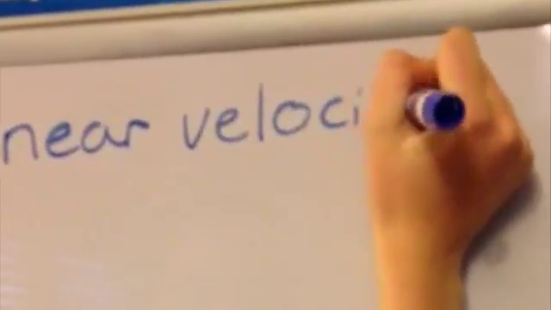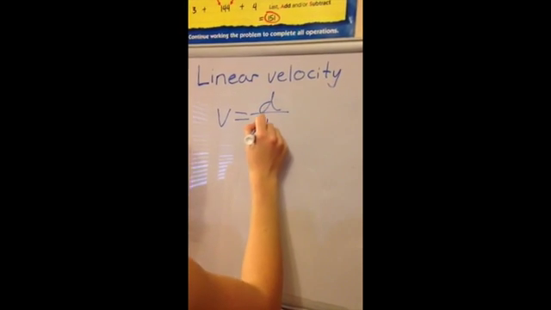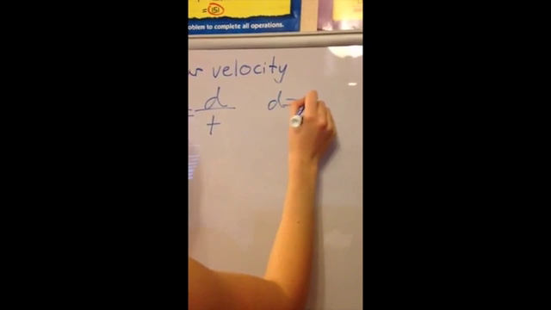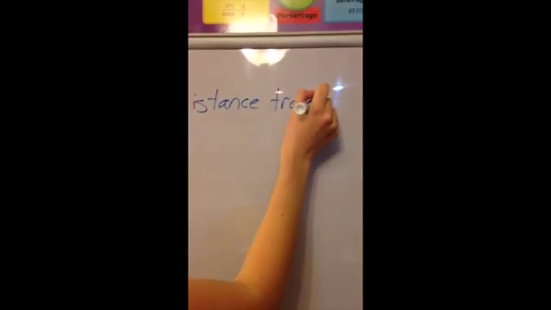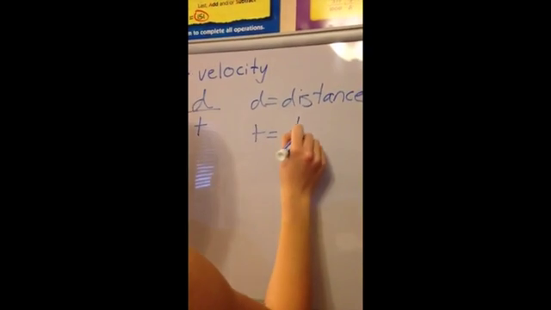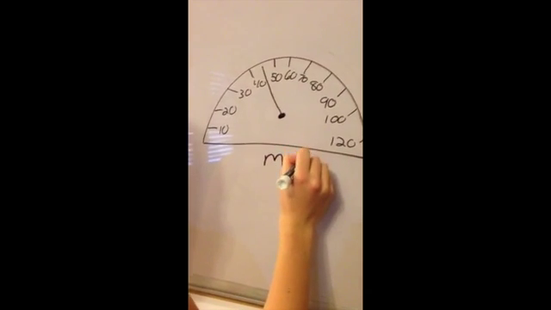Today we are going to be learning about linear velocity and its many practical applications. Velocity is the ratio of the linear displacement of an object in time, or how far something moves divided by the time it takes to move that far. One of the most common measurements of linear velocity is miles per hour.